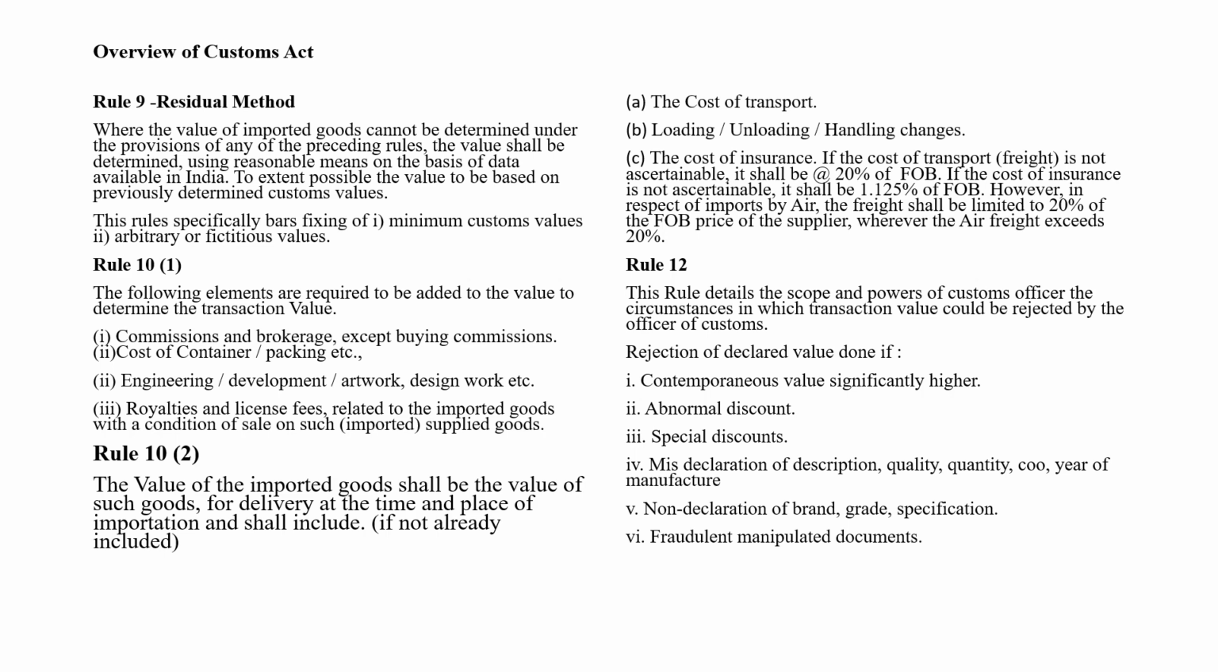Now come to Rule 12. This rule details the scope and power of the customs officer, the circumstances in which transaction value could be rejected by the officer of customs. Rejection of declared value is done if contemporaneous value is significantly higher, abnormal discount, special discount, misdeclaration of description, quality, quantity, year of manufacture, non-declaration of brand, grade, specification, and last one is fraudulently manipulated document.